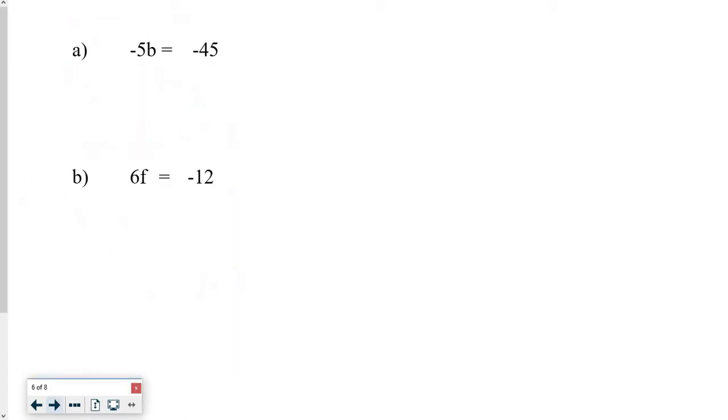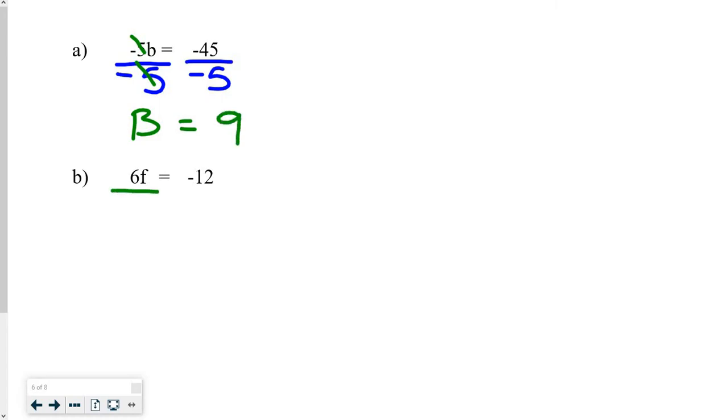Again, what's happening to b is it's being multiplied by negative 5. So we're going to divide by negative 5. On one side, those 5's are gone. We're left with b, and that equals negative 45 divided by negative 5, which is 9. If we're dealing with 6, we divide by 6 on both sides. Those 6's are gone. F equals negative 2.